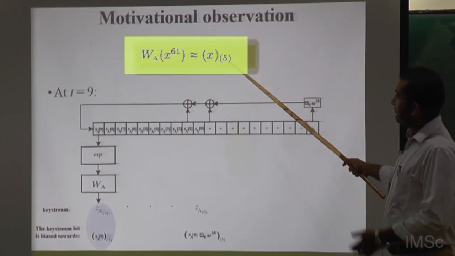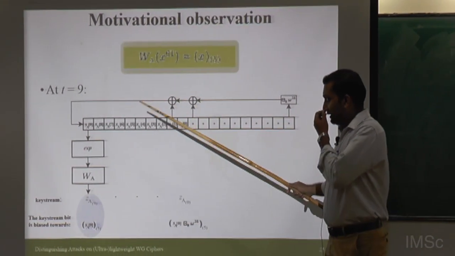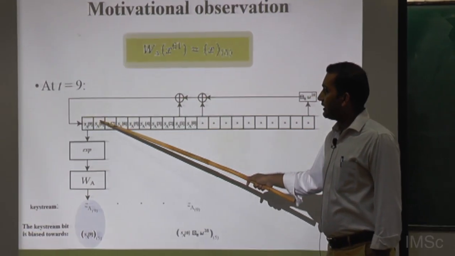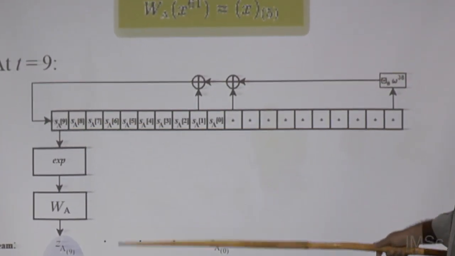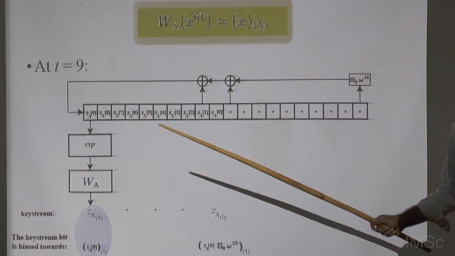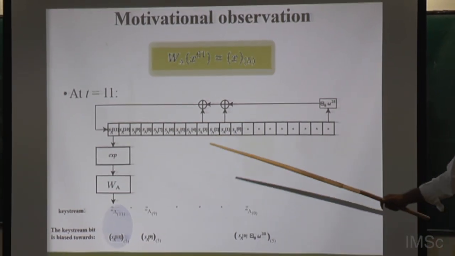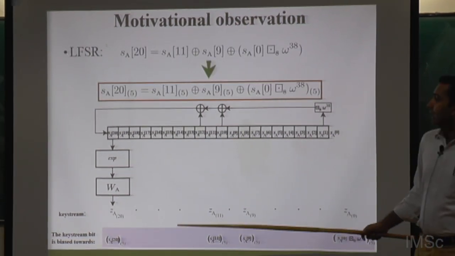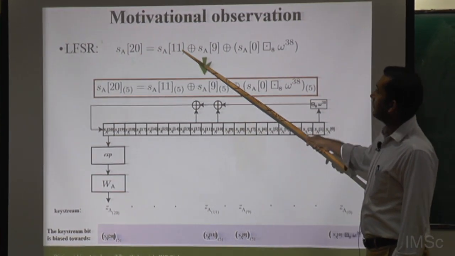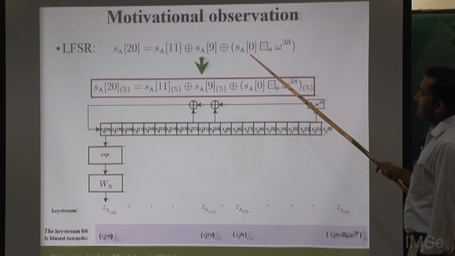Similarly, we also know that from the correlation probability, the fifth bit of the input is biased towards the output of transformation function. Therefore, at t equal to 9, the 20th stage of the LFSR will have SA9 as the content, and the fifth bit of this value will be biased towards the key stream bit ZA9. Similar thing can be done at t equal to 11, t equal to 20, and we know that from the LFSR recursion formula, SA20 is given by SA11 XOR SA9 XOR the product of omega power 38 and SA0.